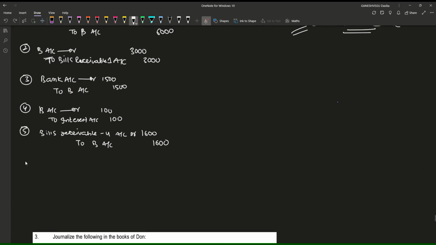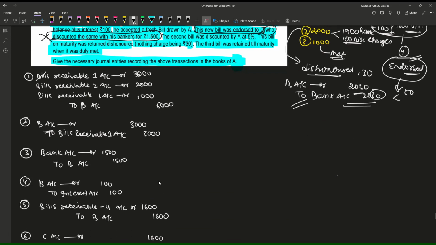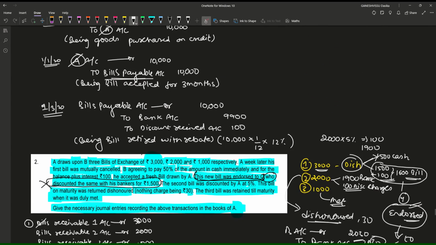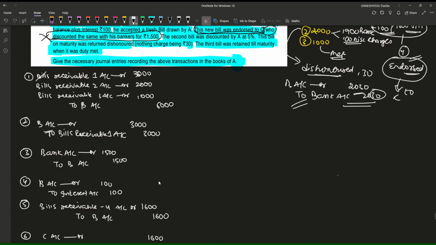And now this bill, the sixth entry, the fourth bill, is endorsed to C. So C account debtor to bills receivable 4 account. The amount is 1600. This is what happened about the first bill. Entries 2 to 6 belong to the first bill. Now I'm going to take up the second bill.